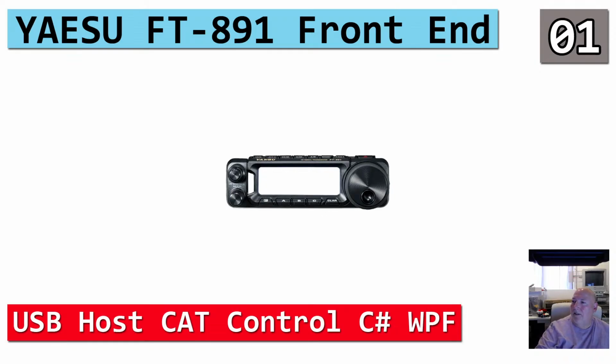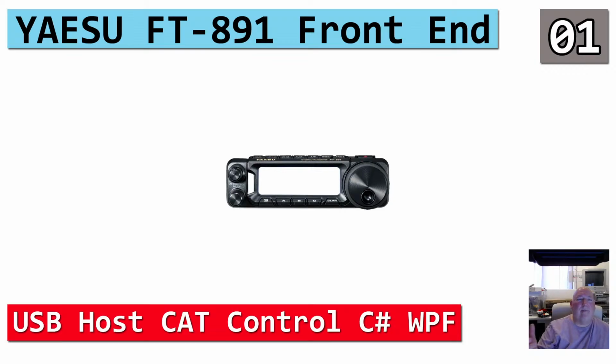Evening. So what is going on? Yaesu FT-891 front end, USB host CAT control. So, a software front end for my radio. You open up a window or an app on your computer and you control your radio from your software on the screen.